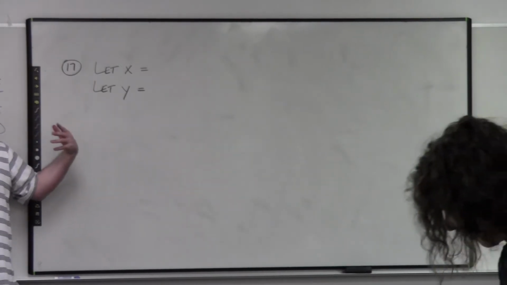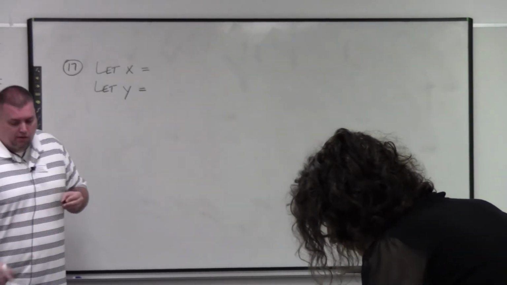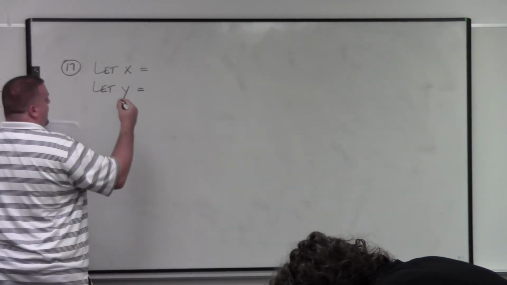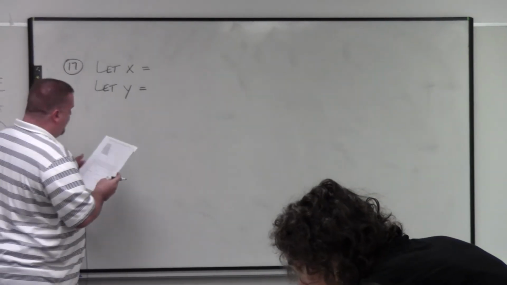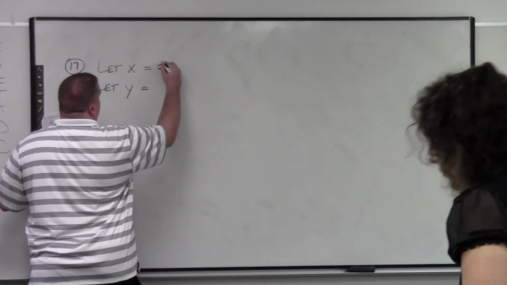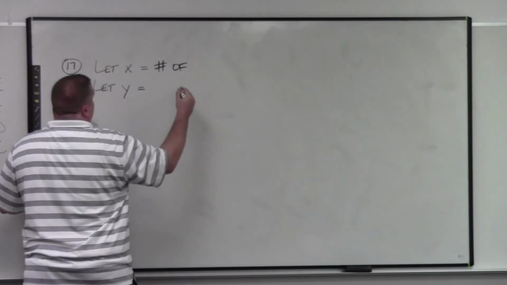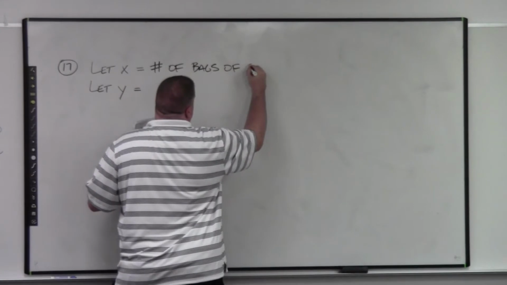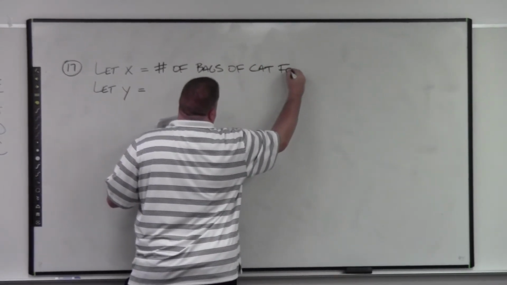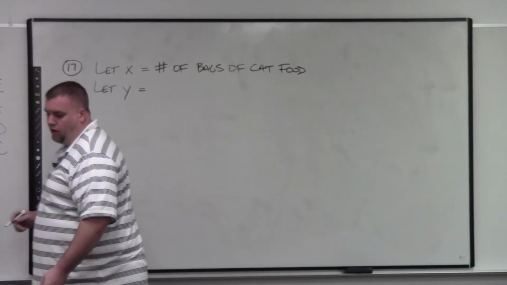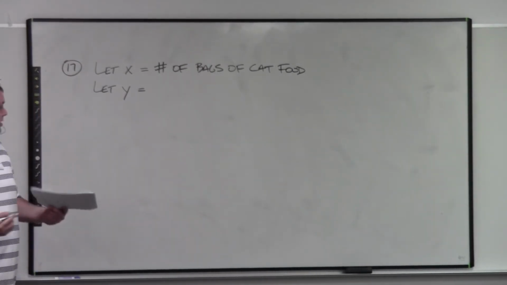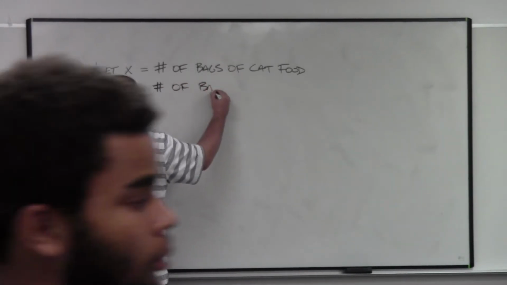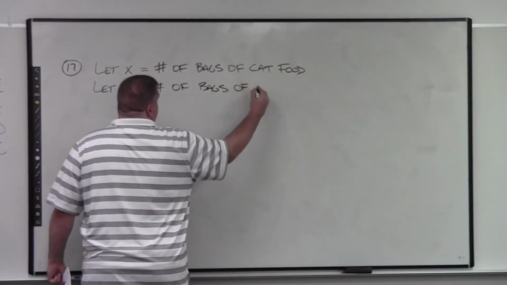We have two unknowns here. We have X and Y. So what are the two things we don't know? One of them is that last question at the end. How many bags of cat food? So we'll call X the number of bags of cat food. So what's the other thing we don't know? What could we let Y be equal to? Yeah, the dog food. The number of bags of dog food.